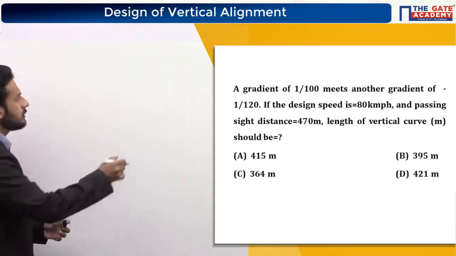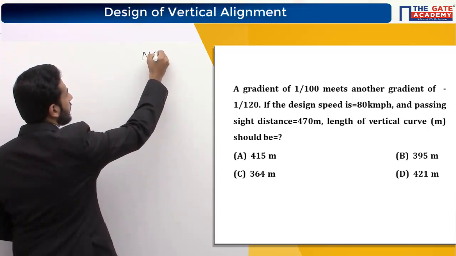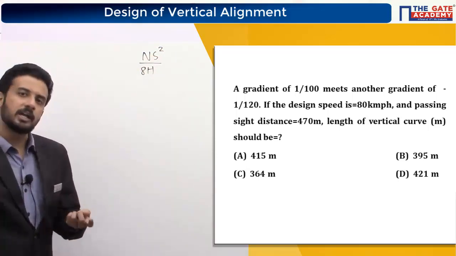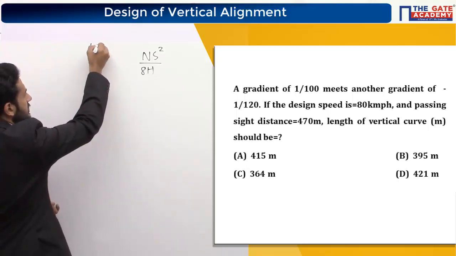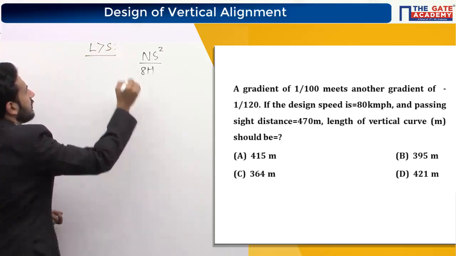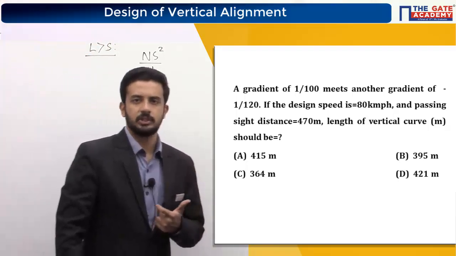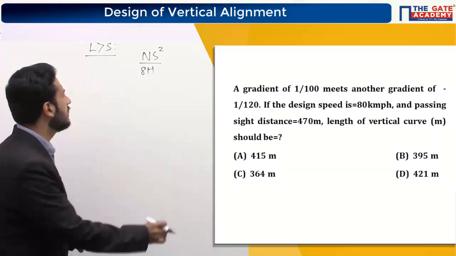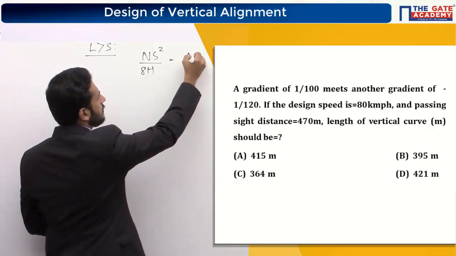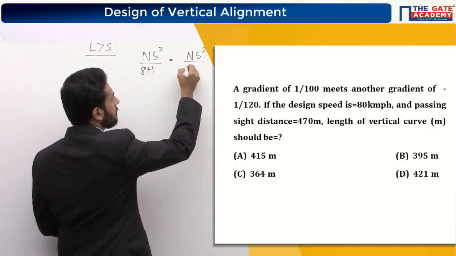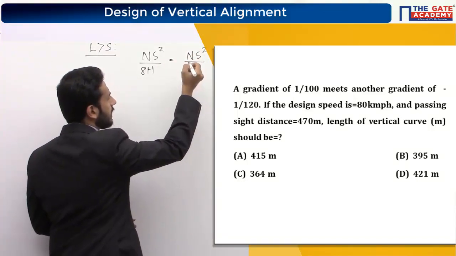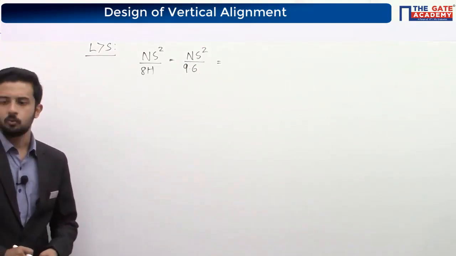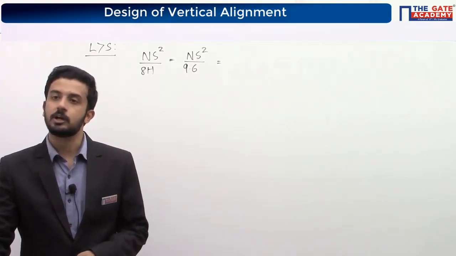So we are going to take the overtaking sight distance equation, N S squared by 8H. Why am I taking this equation? Since they didn't mention whether L is greater than S or L is less than S, we are going to assume L is greater than S, right? H is not given, so I am assuming it will be equal to 1.2. So my denominator will become 9.6. What will be the N value? 1 by 100 and minus 1 by 120.